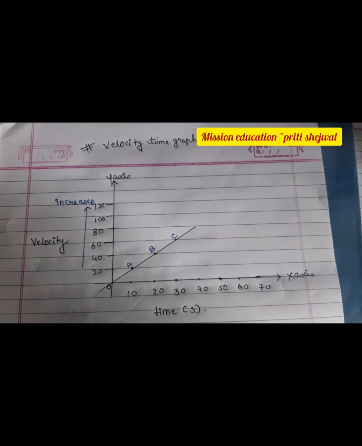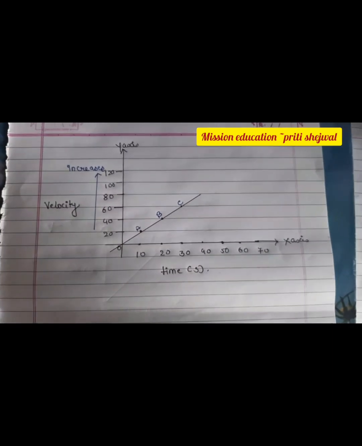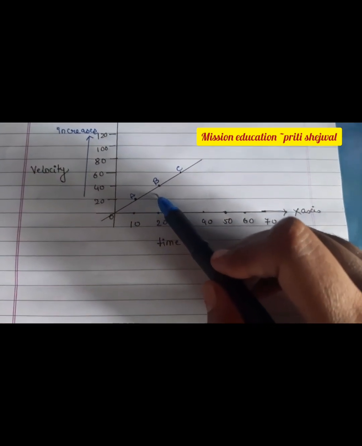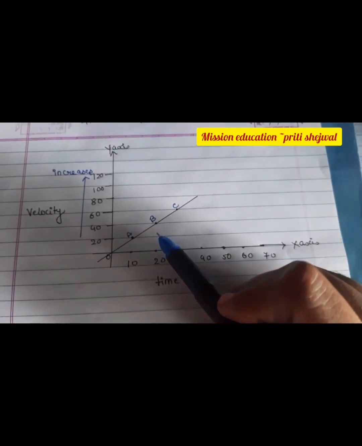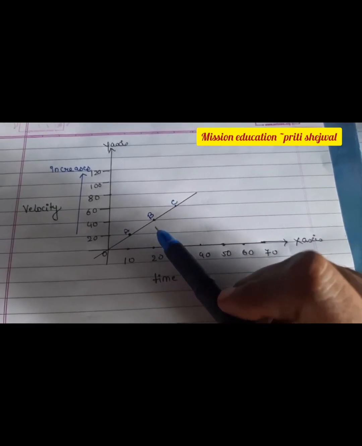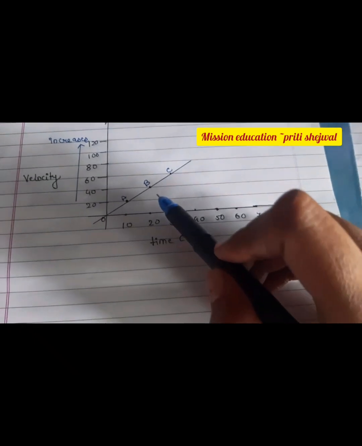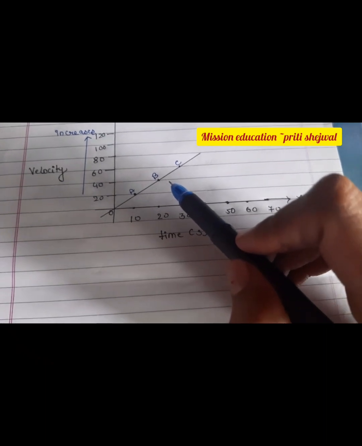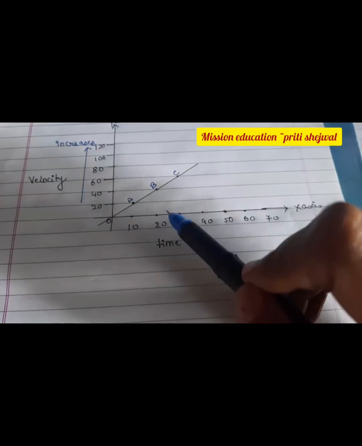Velocity time graph. This is also a straight line. This line is also a straight line. The slope is a straight line, isn't it? So can this be uniform motion? No. It is not uniform motion, because in uniform motion the speed is constant. But here the speed is changing.